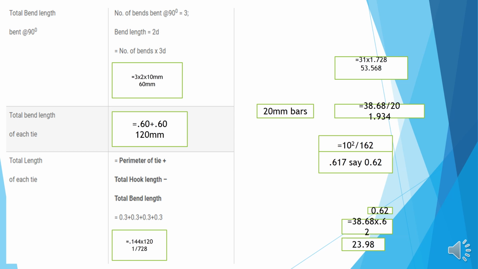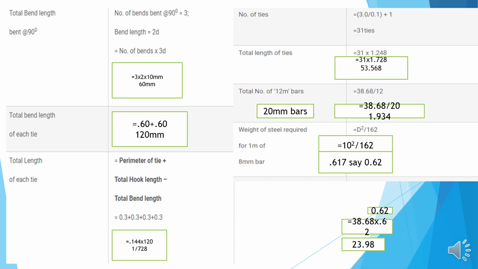Total length of each tie is equal to perimeter of the tie plus total hook length plus total bend length, that is 0.3 plus 0.3 plus 0.3 plus 0.3 and so on. So, 0.144 into 120 is equal to 1.728. Number of ties, 3 meter divided by 0.1 plus 1 is equal to 31 ties. Total length of the ties is equal to 31 into 1.728, sorry, 1.728.